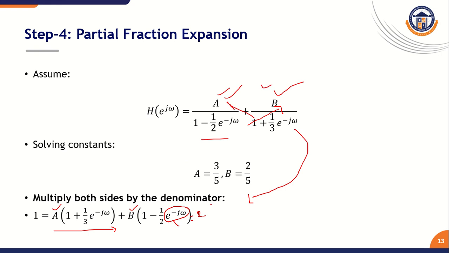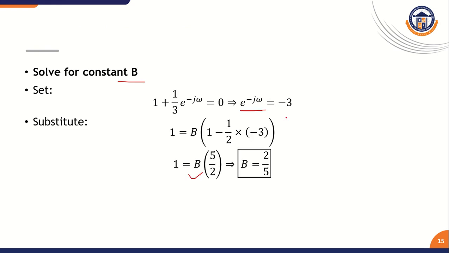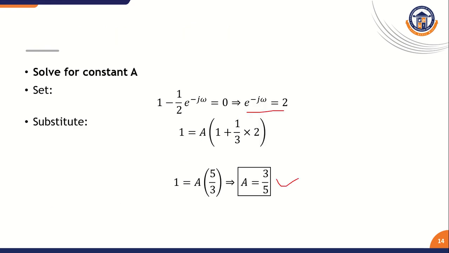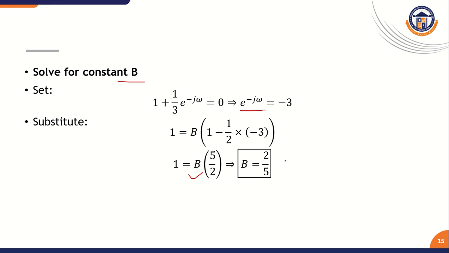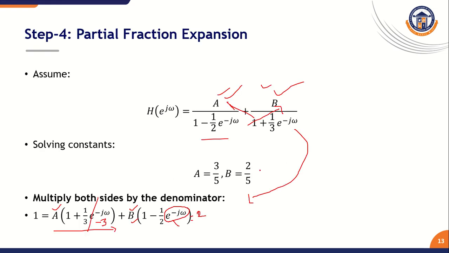A and b value. Once we substitute e power minus j omega equal to minus 3, at that time this term will be cancelled. Once we are substituting minus 3 here, we are able to find b value equal to 2 by 5. So once we find the value of a and b, we substitute that value in this equation.